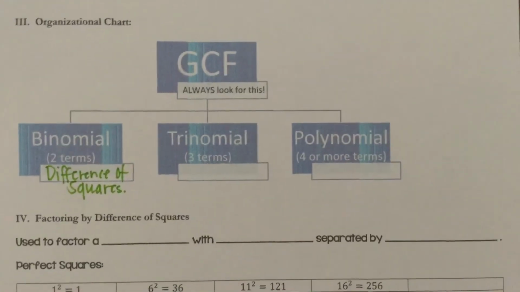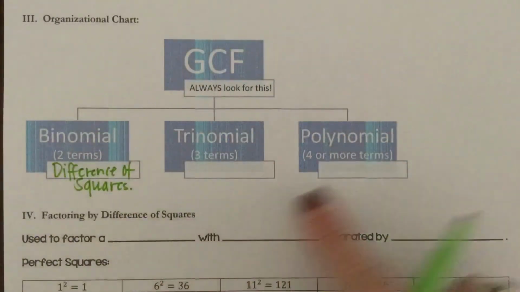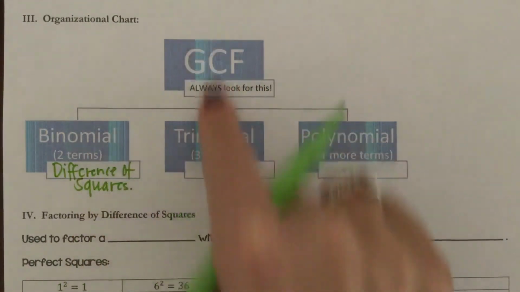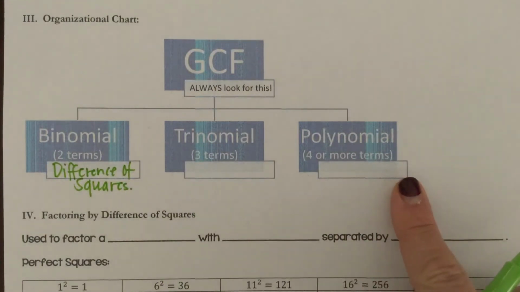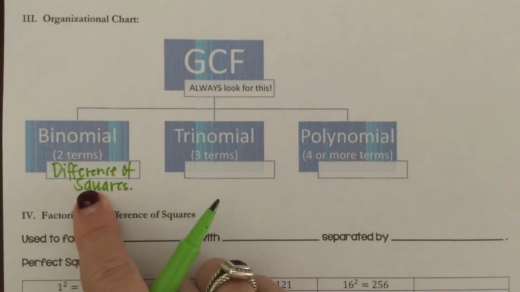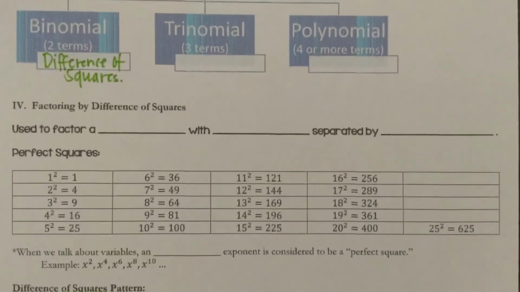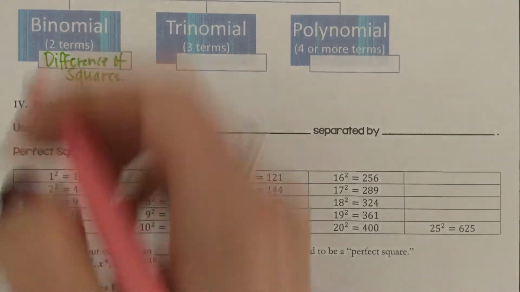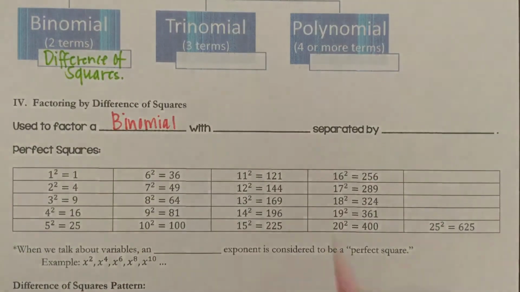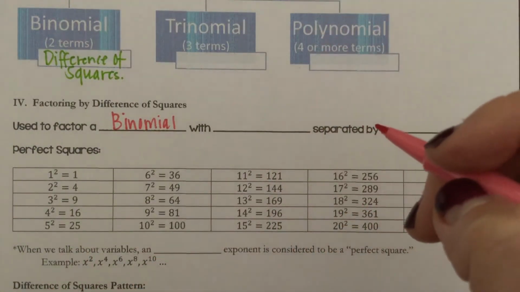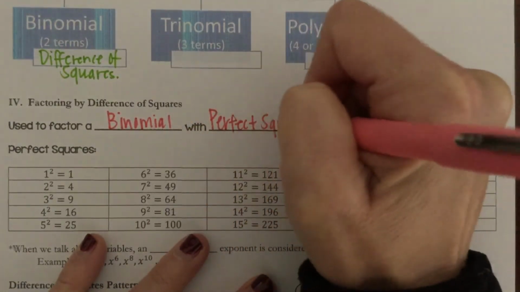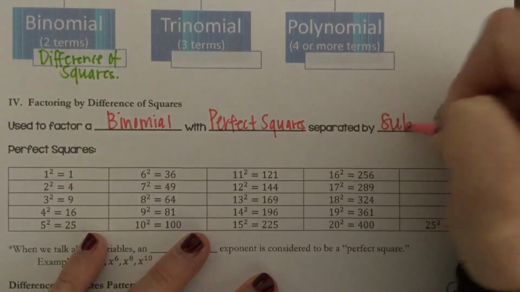Okay, but as we approach any problem, we want to make sure we're approaching it using this organizational chart. Are we looking for this first? And then we can think about, do we have a binomial, a trinomial, or a polynomial left to factor? Okay, for today, after I look for GCF, I want to check for a difference of squares. All right, difference of squares is used to factor, we just said, a binomial with perfect squares that are separated by subtraction.